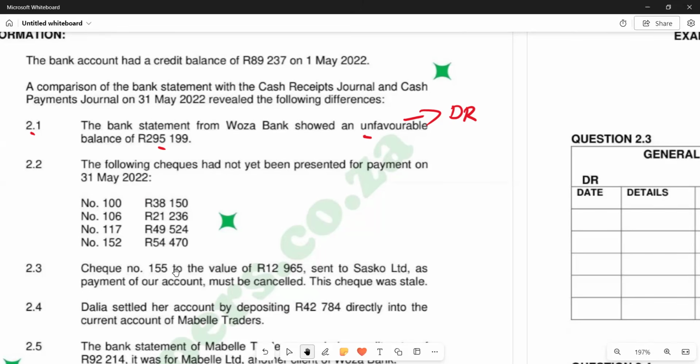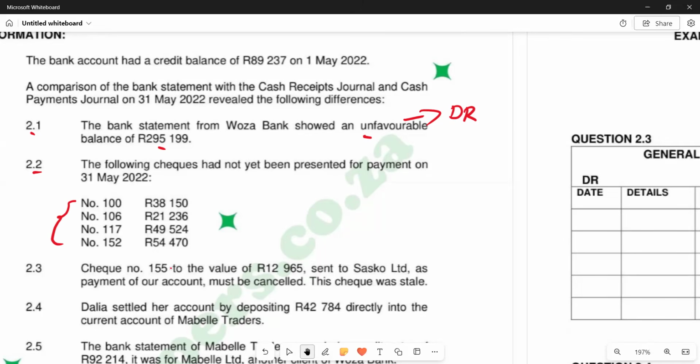So if you go to 2.2, and we are now on 2.2, it reads: the following checks have not yet been presented for payment on 31 May 2022. What does it mean? It means all these checks that we are given there, they are not yet presented. And when they are not yet presented, we are saying they are still on the way. They're going to come to the bank and then be processed. So we are assuming that these checks will go to the bank.